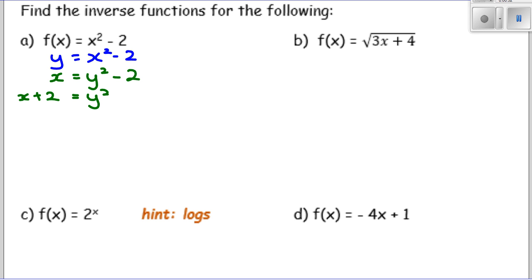Then you want to square root to get rid of the square. Yep. And this is all lovely, but they can be a bit fussy. They love you to write your final answer as f negative 1. Exactly, yeah. f negative 1 of x equals the square root of x plus 2.